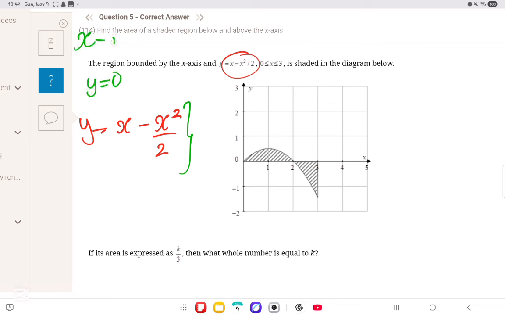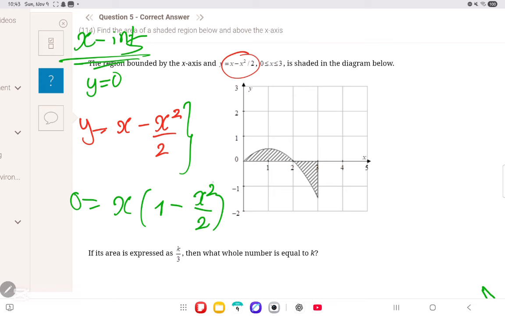So we need to find, first of all, our x-intercepts. How do we find the x-intercepts? By making y equal to 0. So if we make y equal to 0, it will be x minus x squared over 2. Then take out x as the common factor. So x times 1 minus x over 2. So that means x is either equal to 0 or x is equal to 2. This is after solving, I will get these values.